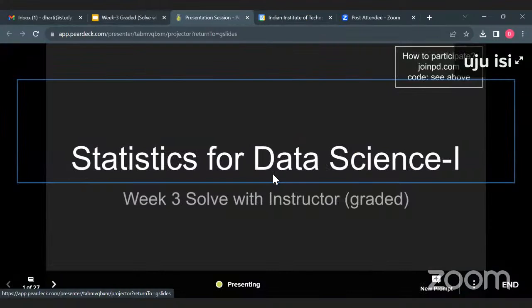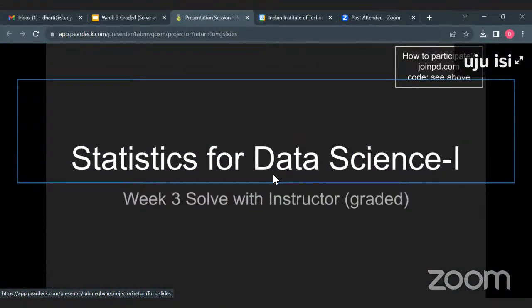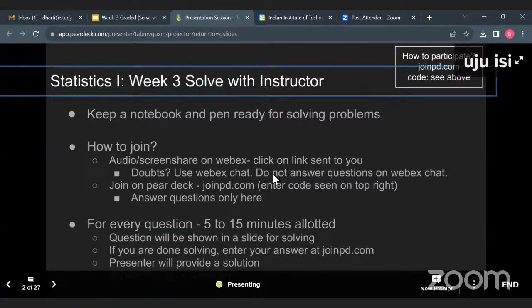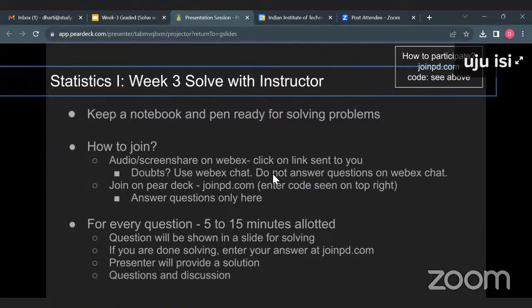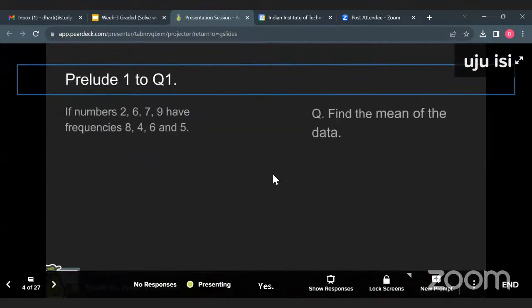So this is the solve with us session, statistics for data science 1. I hope you are with pen and paper. Please note whatever problems are there and ask questions related to this session. Am I audible? Yes, ma'am. The screen is visible, right? Yes, we will go ahead.